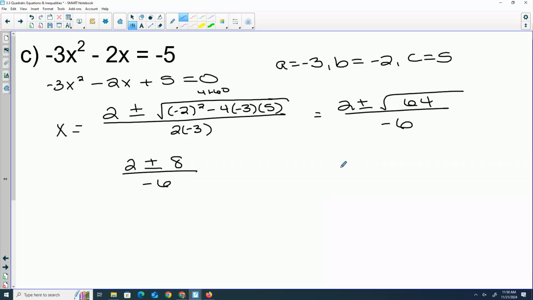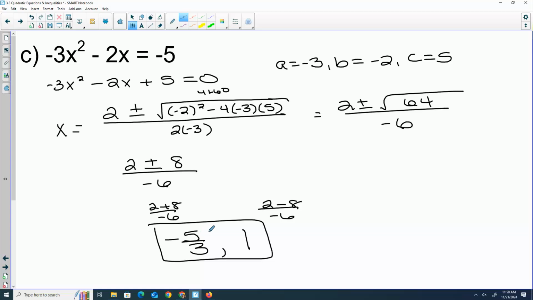We can finish this because they're all like terms. This means you have 2 plus 8 divided by -6 and 2 minus 8 divided by -6. So 2 plus 8 is 10 divided by -6. 2 minus 8 is -6 divided by -6. So -5/3 and 1 are the only answers. Right. Do we need more practice using the quadratic formula?